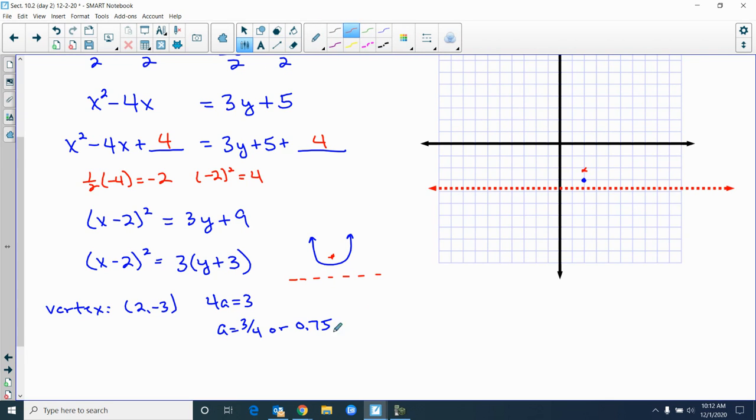So what I got now is my focus is, it's still going to have that same x coordinate. So it's going to be 2, and then I go up 3/4 from -3, so 2, -2 1/4. And my directrix is y equals -3 3/4 for that one. Now to get to the endpoints, remember you go 2a.